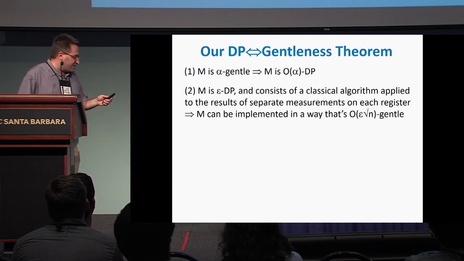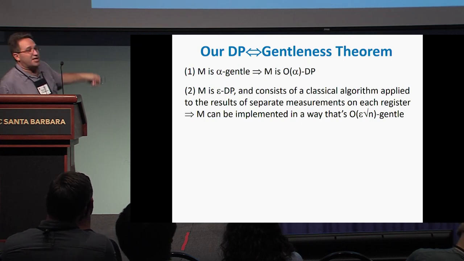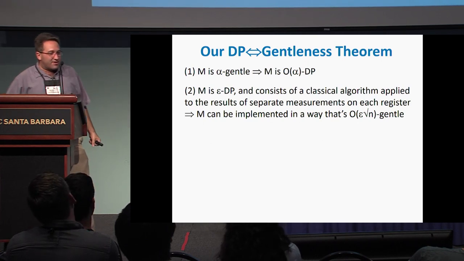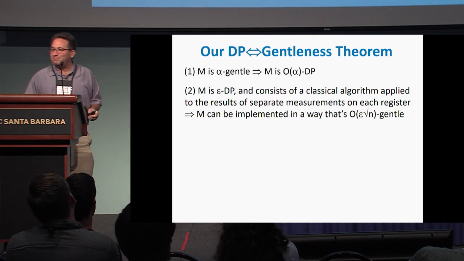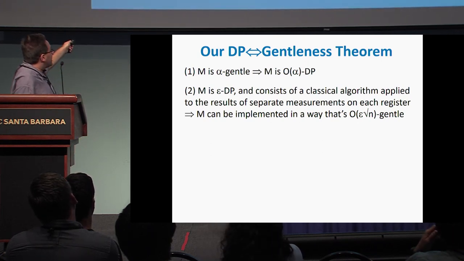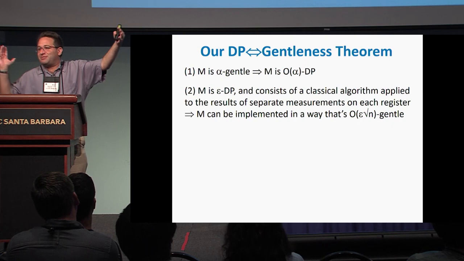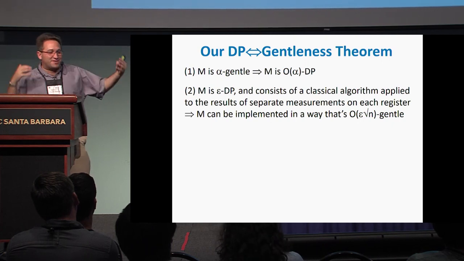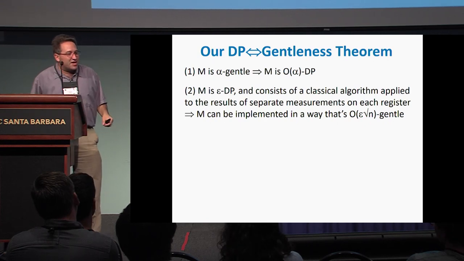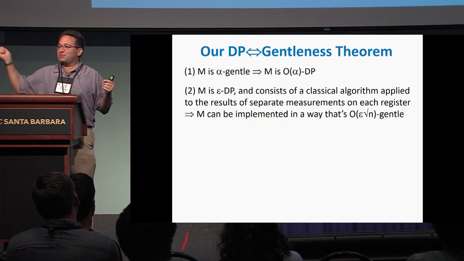Okay, so here's what our theorem says. First of all, any measurement that is alpha gentle is also O of alpha differentially private. So in that direction, it's just completely tight. In the other direction, there are some more caveats, but something goes through. If a measurement M is epsilon DP, and it has some special form that actually encompasses all the examples that we actually know or care about, that it consists of some classical DP algorithm applied to the outcomes of a bunch of quantum measurements, then M can be implemented in a way that is O of epsilon times square root of N gentle.